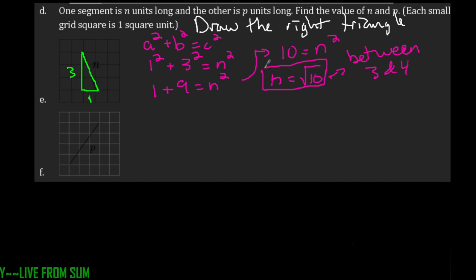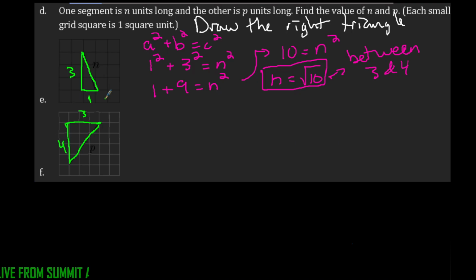So same idea, draw your right triangle. Let me draw it like this. Let's say we have one side length that is 4 units and the other side length is 3 units. Make sure you can use that formula to be able to set it up.